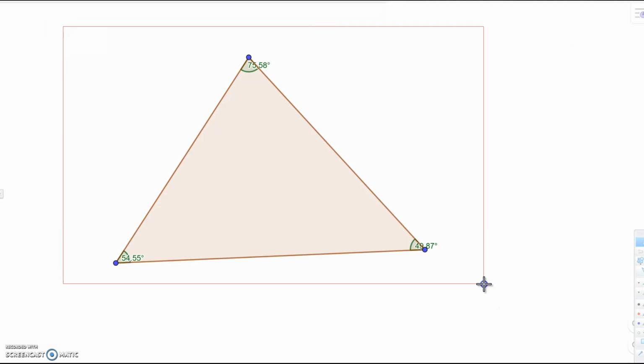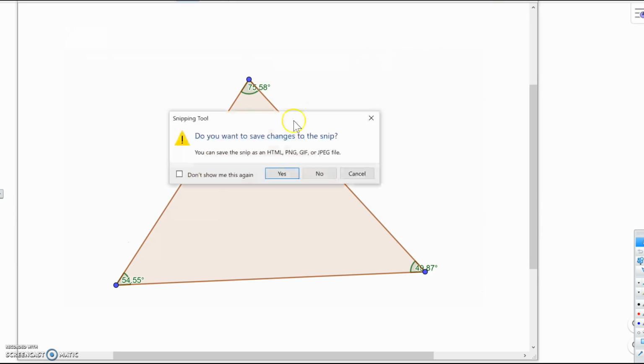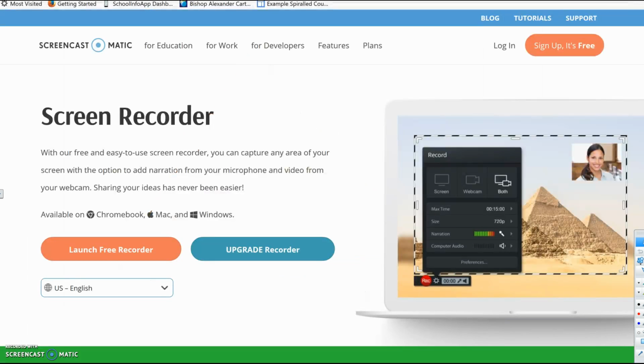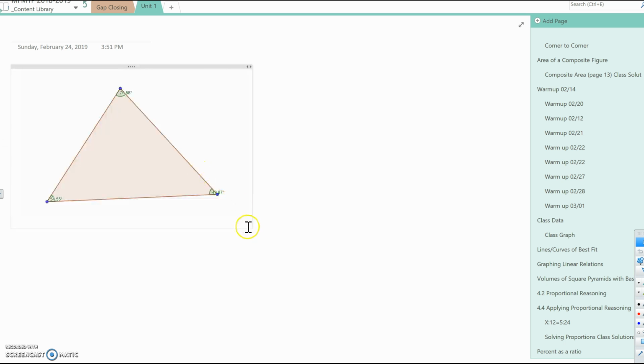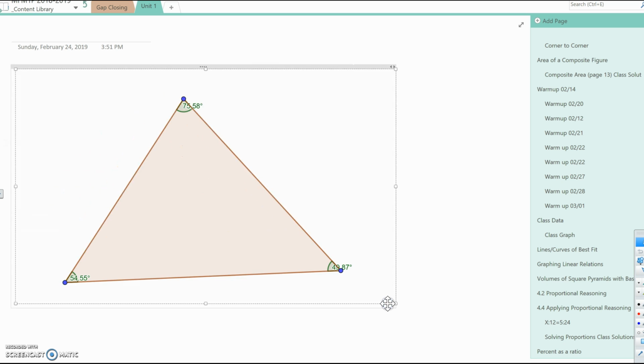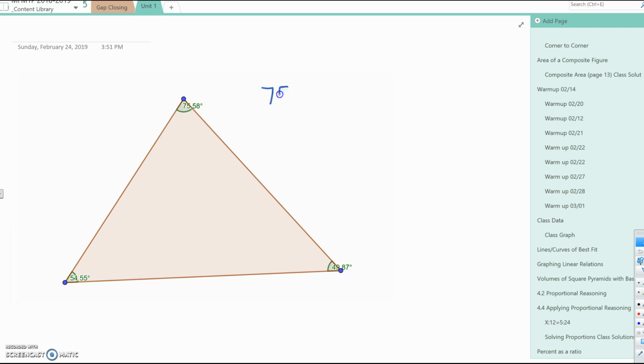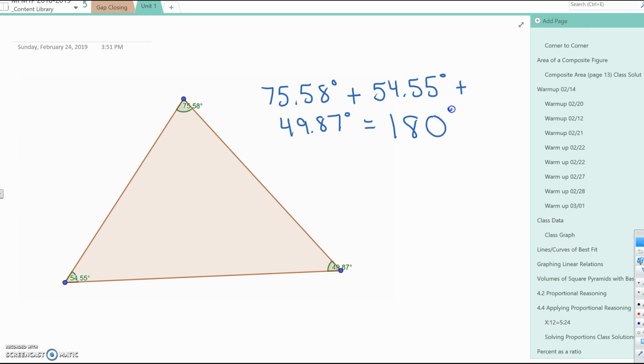I want you to take your calculator out. Okay, take your calculator out and add up those angles for me. So let's go ahead and do that. All we're going to do, again, like I mentioned, is take 75.58 degrees plus 54.55 degrees plus 49.87 degrees. By now, someone should probably have the answer. If we do add up all of these angles, it should give us 180 degrees on the dot.